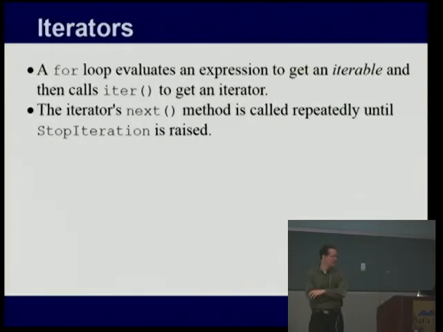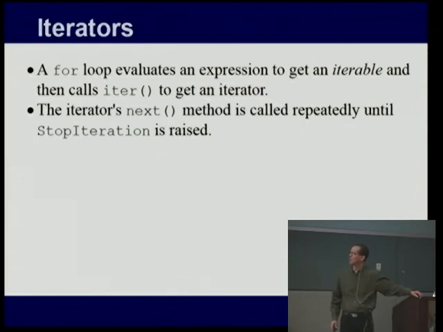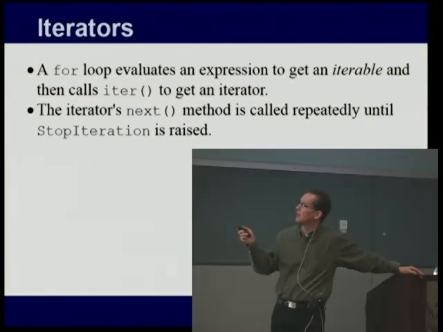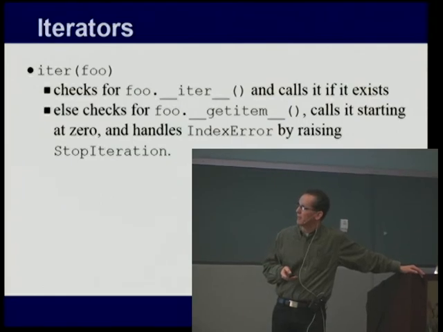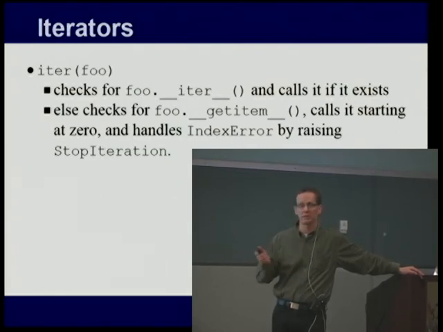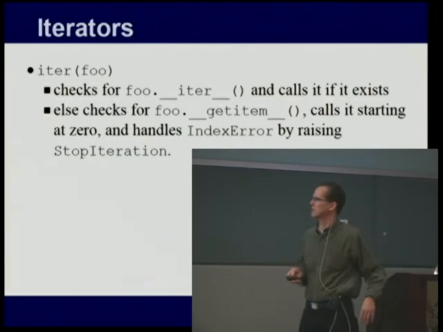So an iterator is what a for loop uses. Here's how for loops work in Python. You evaluate the expression, and you get back something that can be iterated over. It's iterable. It calls iter on that thing to get an iterator, and then it calls that object's next method over and over and over until it gets a StopIteration raised by that iterator object. And when it gets the StopIteration, it catches that and exits the for loop.